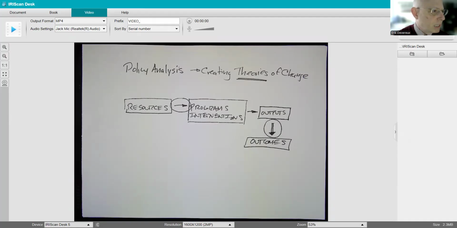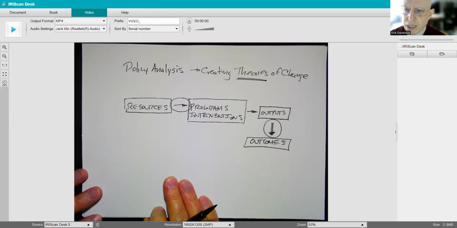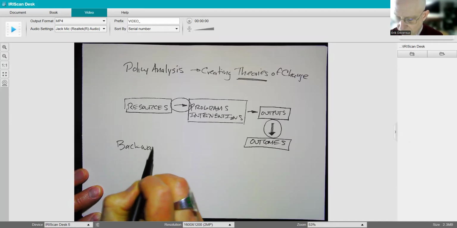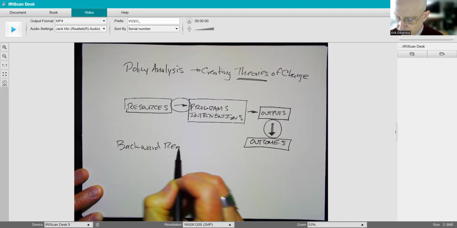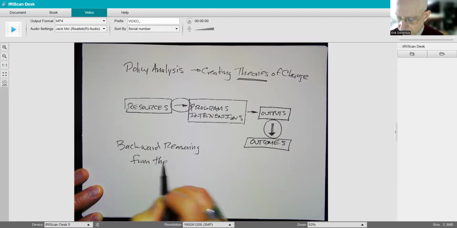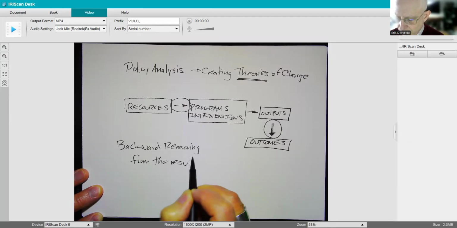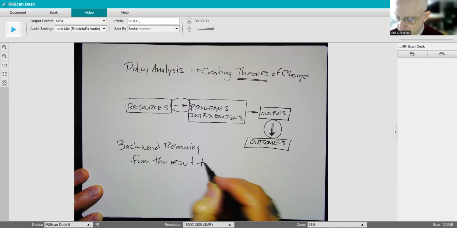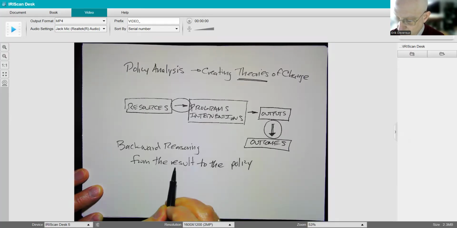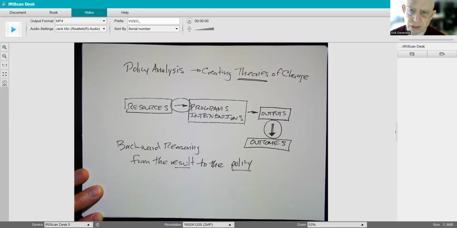So the book talks about a couple different techniques for figuring out how to build a theory of change. The most important technique is backward reasoning. I always encourage backward reasoning. You reason from the result you were trying to achieve. You reason to the policy, right? You go from the result to the policy, thinking backwards. If we want to achieve this result, what policy is going to get us there?